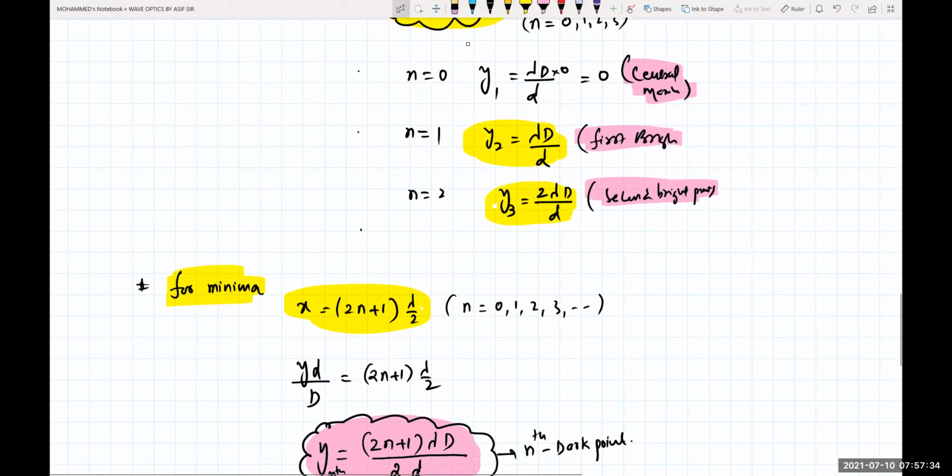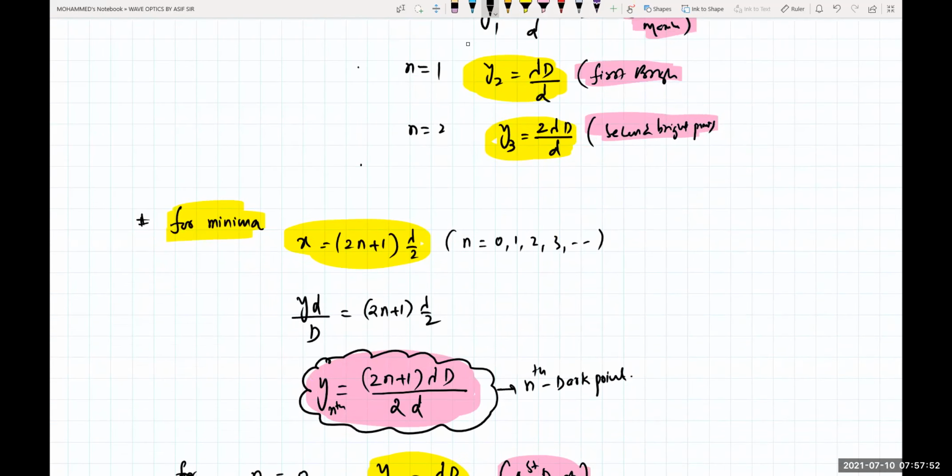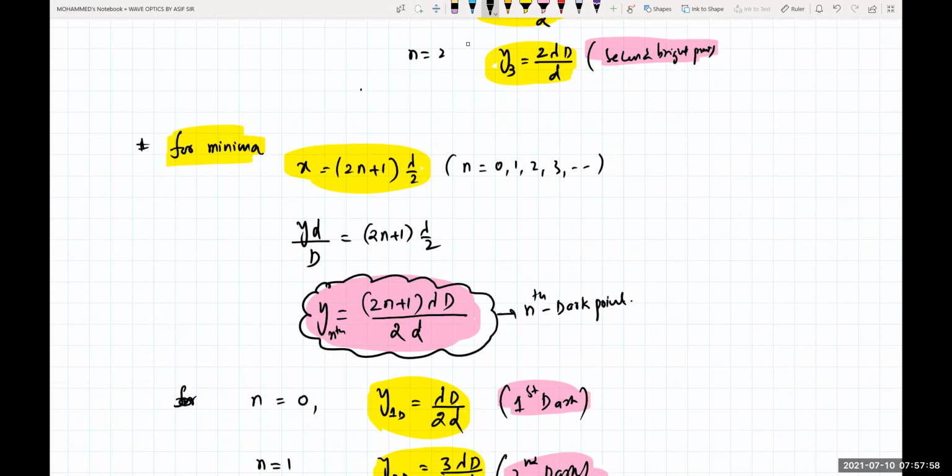Now for minima, what path difference should I take? X is equal to 2n plus 1 into lambda by 2, or 2n minus 1 into lambda by 2. If I take 2n minus 1, you start from n equal to 1. If I take 2n plus 1 lambda by 2, you take n equal to 0. X value we already got: the path difference is Y into small d divided by capital D. So the general formula for the nth dark point is Y nth is equal to 2n plus 1 into lambda into capital D divided by 2 into d.